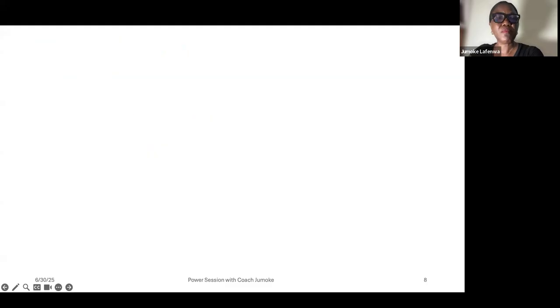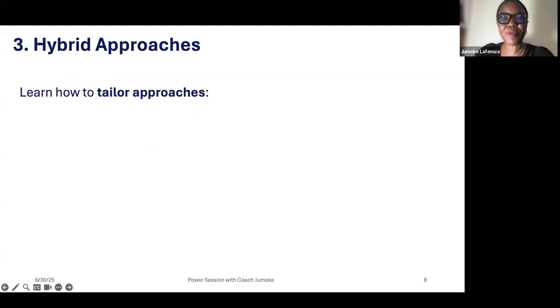All right. The third one is hybrid approaches. When it comes to hybrid, because it is made up of adaptive and predictive, you would have to do some tailoring. You have to do some tailoring.